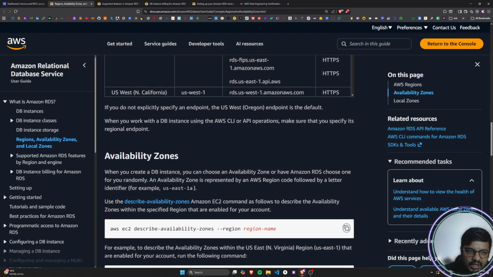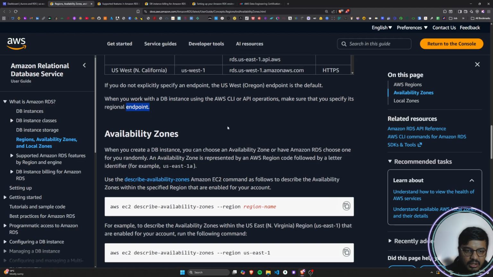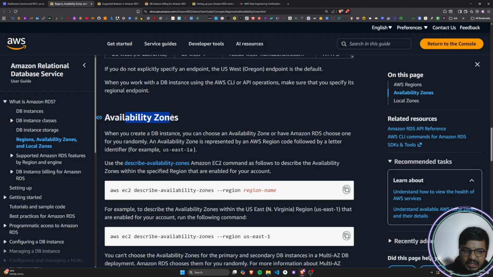If you do not explicitly specify an endpoint, the US West Oregon endpoint is the default. When you work with a DB instance using the AWS CLI or API operations, make sure that you specify its regional endpoint. Then comes the availability zone.